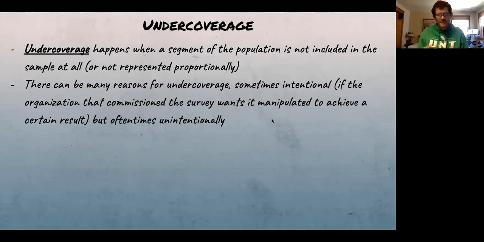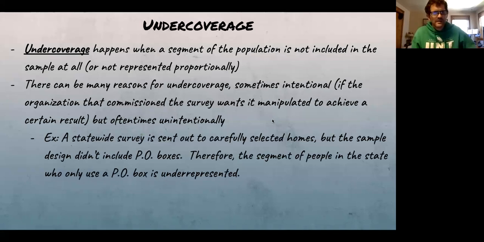But it often happens unintentionally. Here's an example of one that's trying to be a good survey. A statewide survey is sent out to carefully selected homes, but the sampling frame, from the beginning, didn't include PO boxes. Whatever segment of the population only uses PO boxes, and there's a lot in the state that's the case, that entire segment is underrepresented, and therefore you get undercoverage. They were omitted from the sample frame when they weren't supposed to be. On its own, that's pretty straightforward, not a whole lot to it.